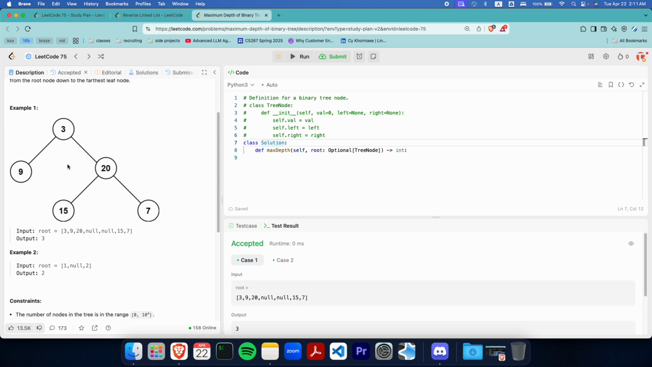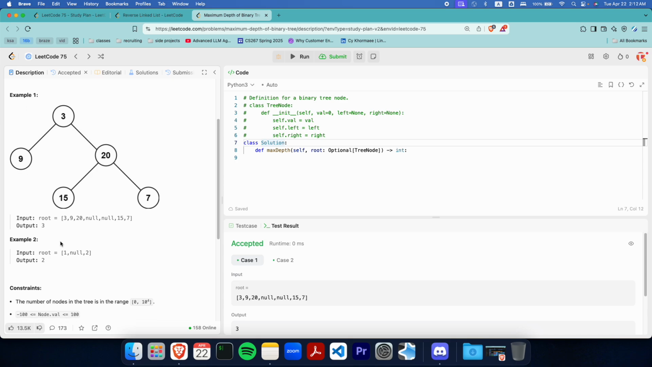And the nulls are just indicating that this 9 node here doesn't have any children, while 20 has 2 children here, 15 and 7. It goes by a breadth first search. That's how the root is displayed. So the output is 3, and then for example 2, we have 1 to 2. So 1 has no left child but has a right child 2, and that depth is 2.